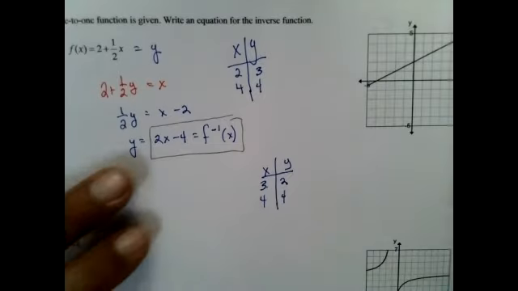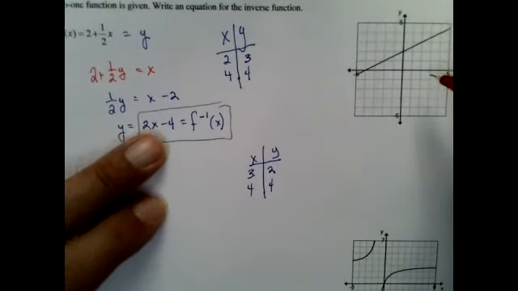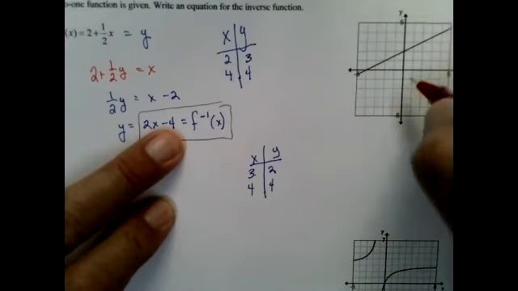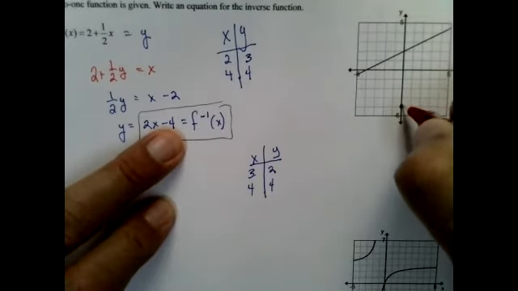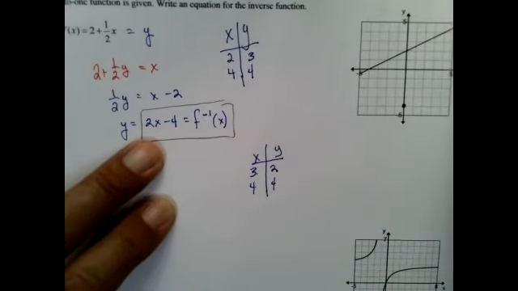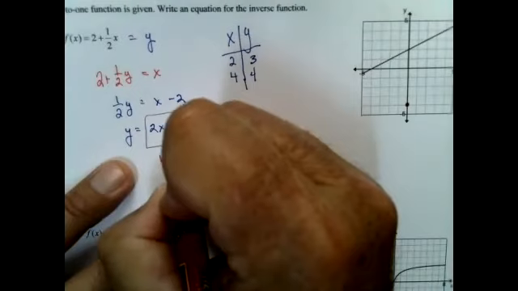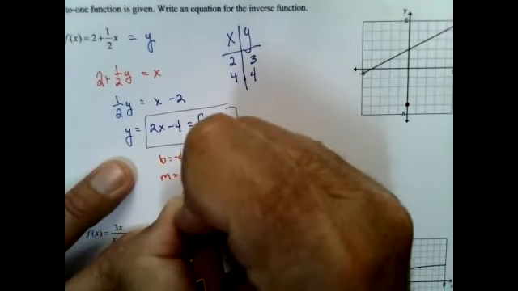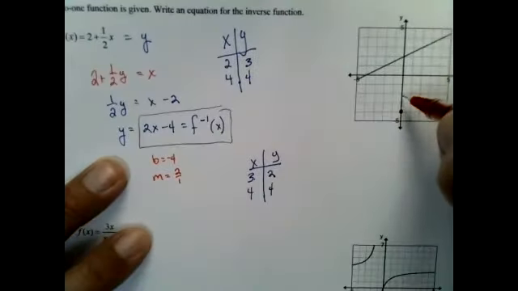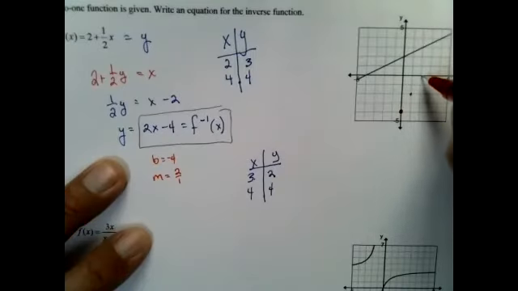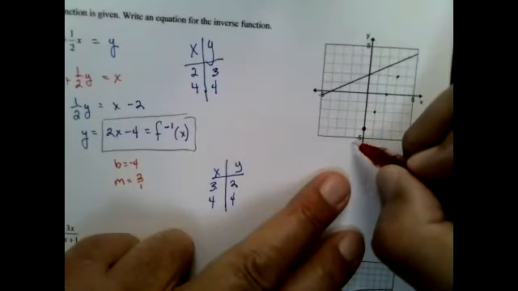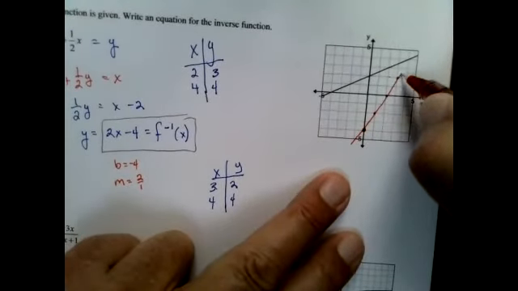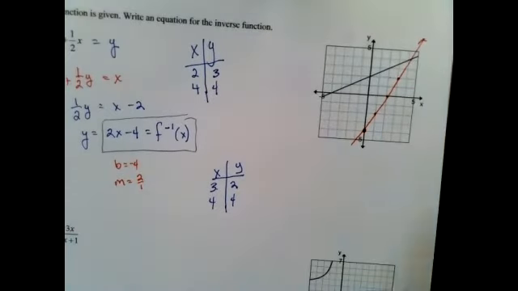Cool beans. What if I graph this? My y-intercept, 1, 2, 3, 4, is at -4. My slope is 2, my b equals -4. My slope equals 2, or 2 over 1. Rise 2, run 1. Rise 2, run 1. Rise 2, run 1. I get this line. That's its inverse.